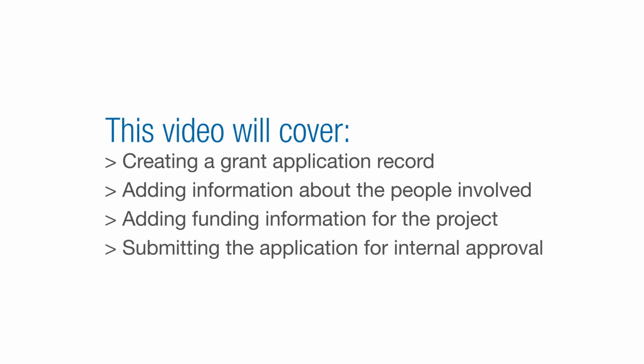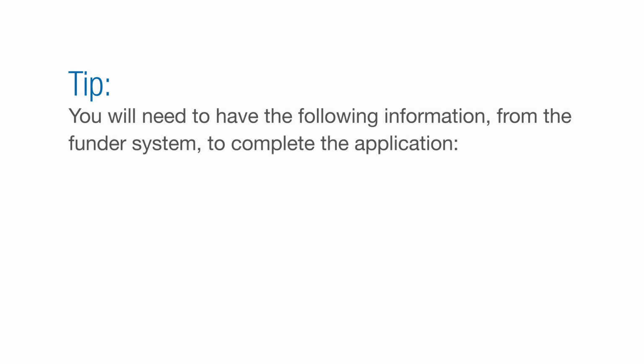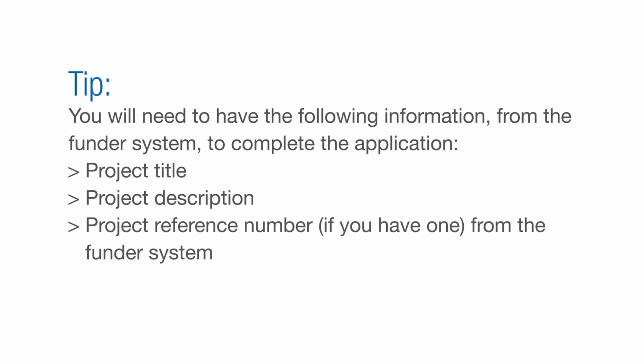Please remember, you still need to submit your application in the funder system. This video explains how to get approval to do so. You will need to have the following information from the funder system to complete the application: project title, project description, project reference number if you have one from the funder system, amount you are applying for.